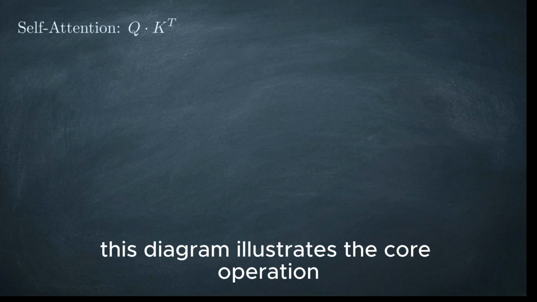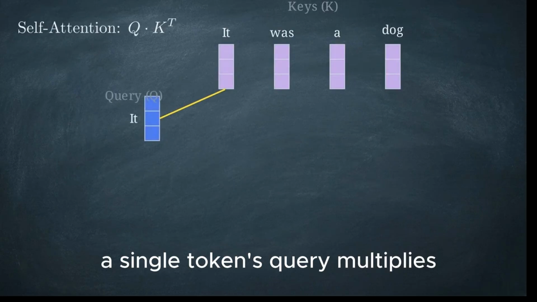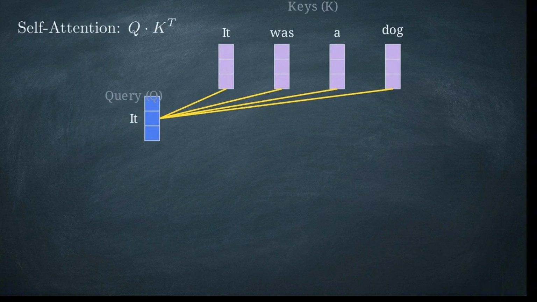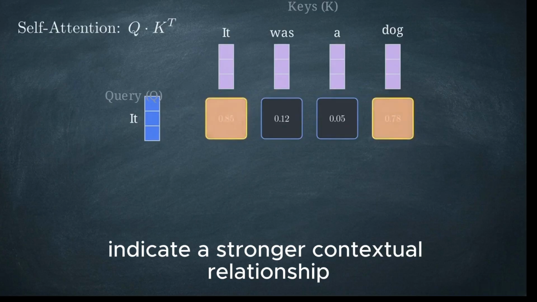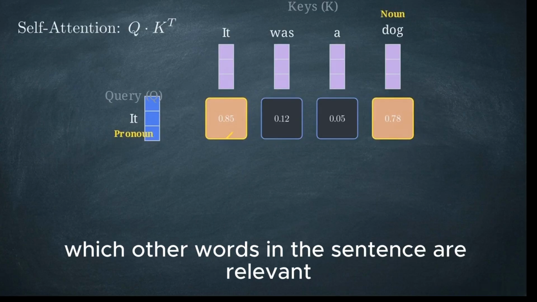This diagram illustrates the core operation, a dot product multiplication. A single token's query multiplies against every other token's key in the entire sequence, generating a row of attention scores. Higher dot product scores indicate a stronger contextual relationship. The mathematics dictate exactly which other words in the sentence are relevant.